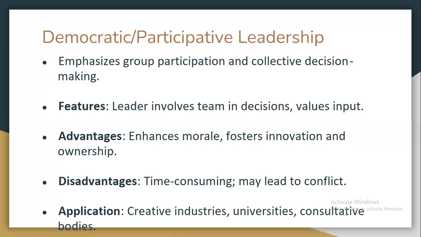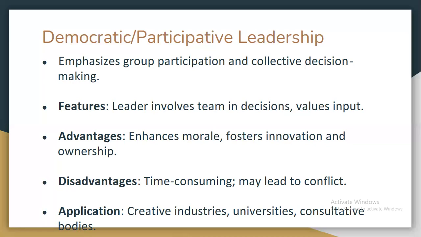The disadvantage, however, is that it is time consuming, because everyone has to make an input, and then after the options are laid on the table, the same people decide which is the best option to go for. And sometimes this can be very time consuming. It can also lead to conflict, because you realize that among team members, there will be a conflict as to whose idea has been taken and whose idea has not been taken. So at the end of the day, if the leader is not careful, accepting inputs from every member is likely to lead to conflict. Okay.